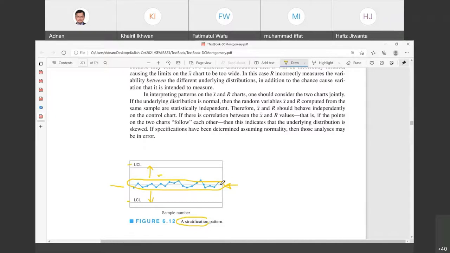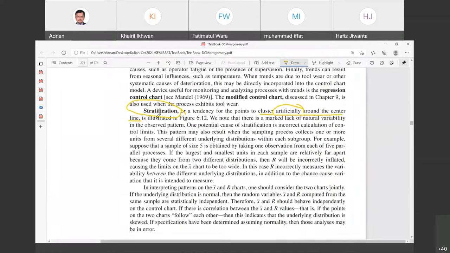But after some time, waste material builds up on the tooling, and then it gets hot, and then finally breaks. So we need to know whether this is natural variation or unnatural variation. It can be misleading. It looks good, but actually it is artificial only. So artificial around the center. So we know that there is a lack of natural variability. We want natural variability. So in the case of stratification, it is not natural.